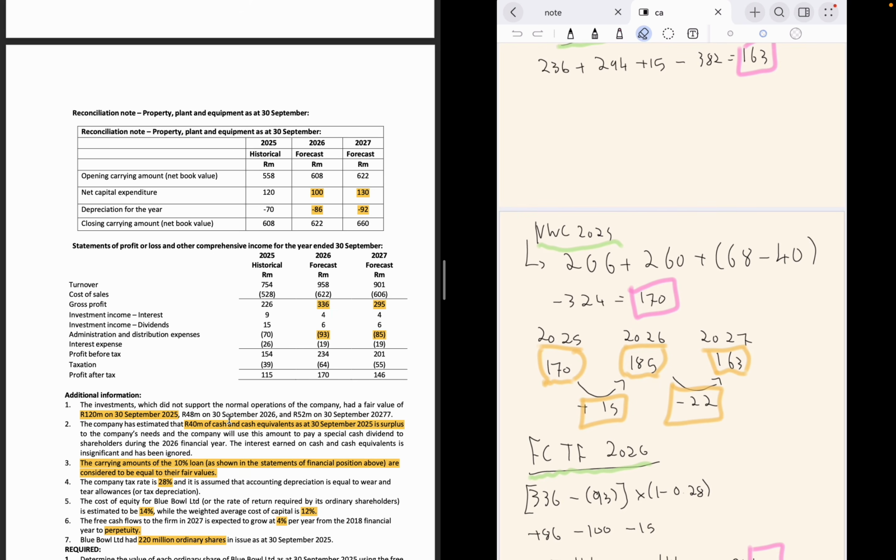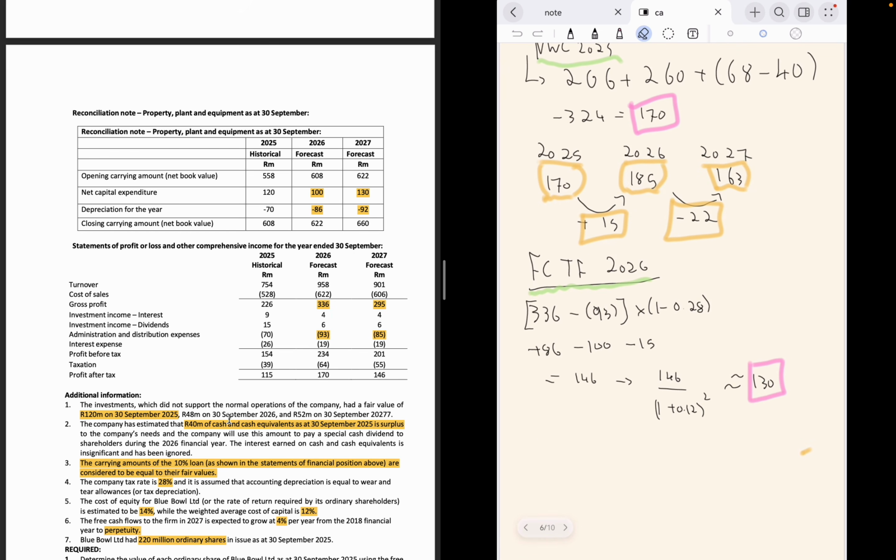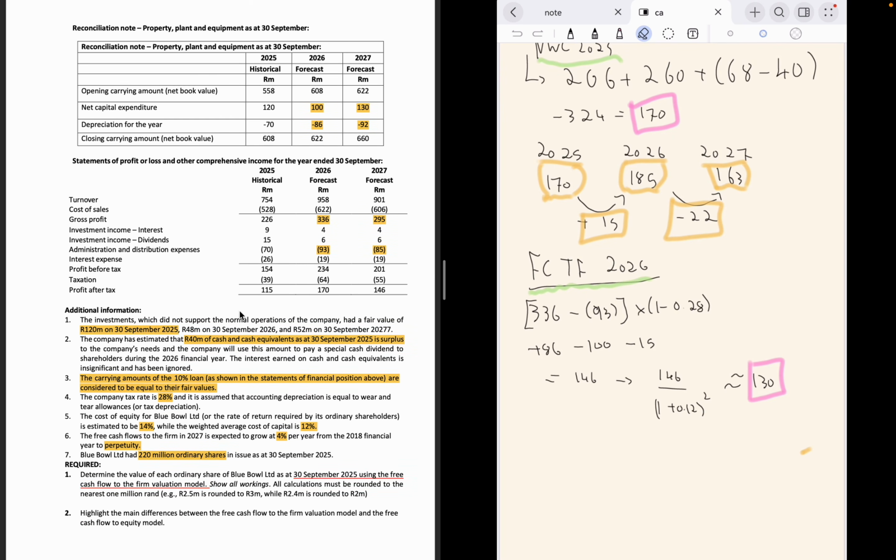Now we can move on to calculating the future cash flow to the firm, which is what we want to do. So I've just put the numbers down here, but these numbers are just me inputting what the formula is. So let's go to where this information comes from. So here we have gross profit, that is 336. That is this over here for 2026 now. So we have gross profit of 336. Then I subtract the administration distribution expenses, which is 93.